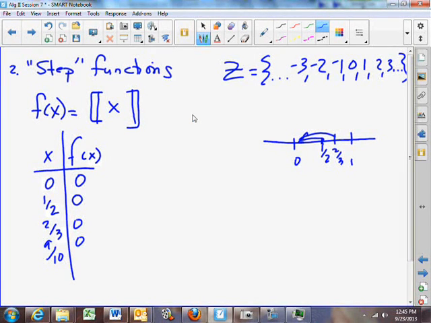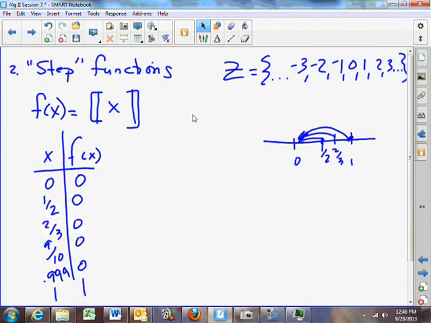The greatest integer less than or equal to 0.999, now 0.999 is really close to 1, but it's not equal to it, so we have to go down to the next integer, which is still 0. But as soon as we get to 1, the greatest integer less than or equal to 1 is 1 itself.